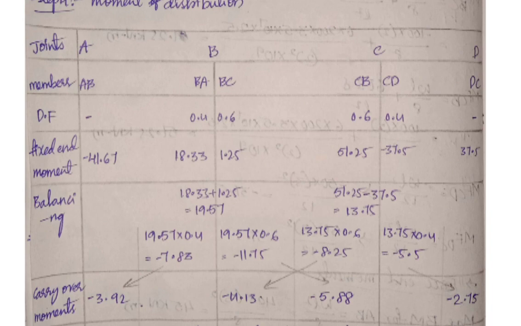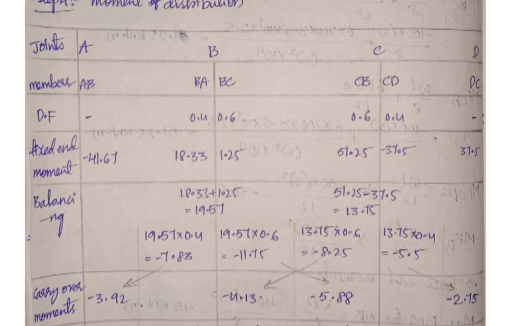Then carryover moment, so half of the moment: minus 7.83 by 2, minus 3.92 on the opposite side, and minus 11.75 by 2, minus 5.88, minus 8.25 by 2, minus 4.13. Similarly, minus 5.5 by 2, minus 2.75. Then we need to calculate final end moments. Minus 41.67 minus 3.92 is minus 45.59. Similarly, 18.33 minus 7.83 is 10.5. Similarly, 1.25 minus 11.75 minus 4.13 is minus 14.63. Similarly, we need to calculate all the final end moments.